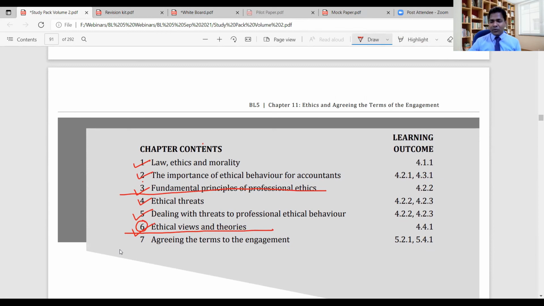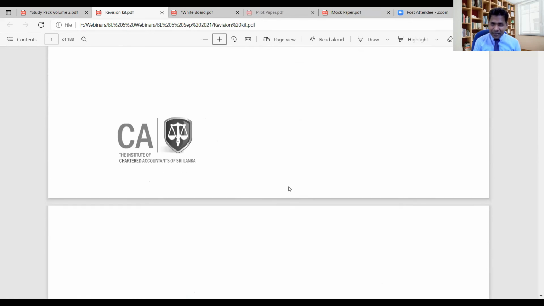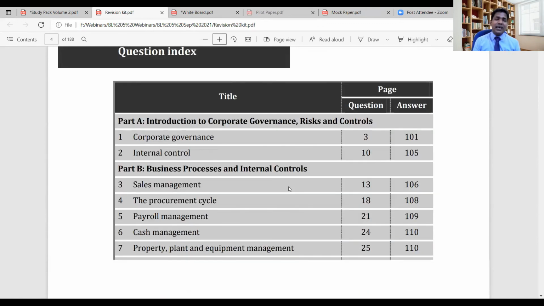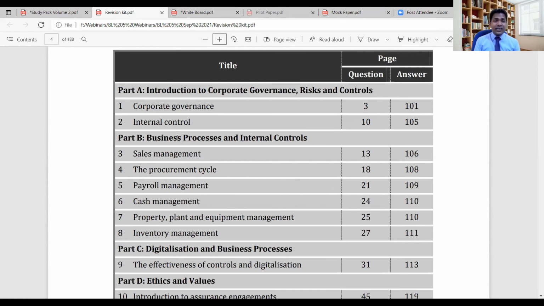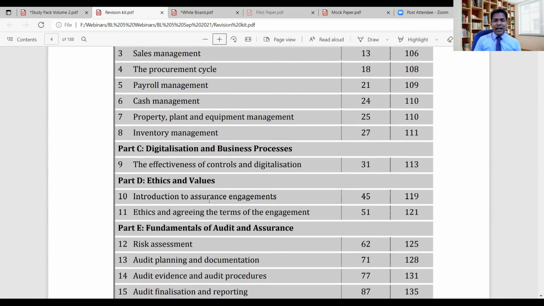First of all, I'm going to do 2 questions from the revision kit, right? Because you all should practice the revision kit. You may be aware this can be downloaded from the Sri Lanka LMS. This revision kit contains a lot of questions for you to practice from each chapter. Please do look at this particular booklet. This is the only study material in terms of question practicing that you have. For each and every chapter there are questions, with question page numbers, and the answers are also there. So I'm selecting a few questions from our chapter today, chapter number 11, ethics and agreeing the terms of the engagement, page number 51. A few questions I select; other questions you can do on your own because the answers are also here.